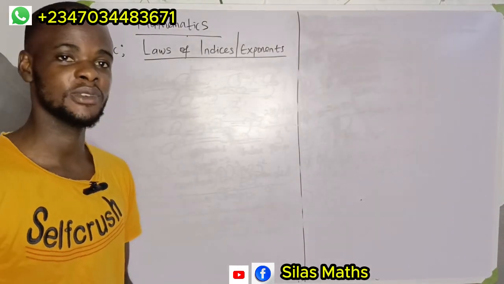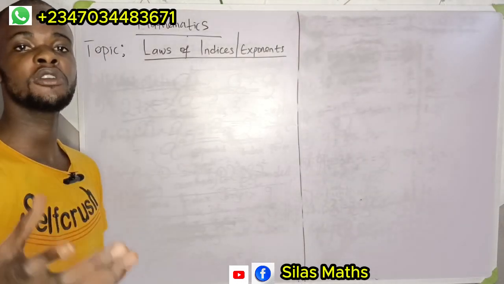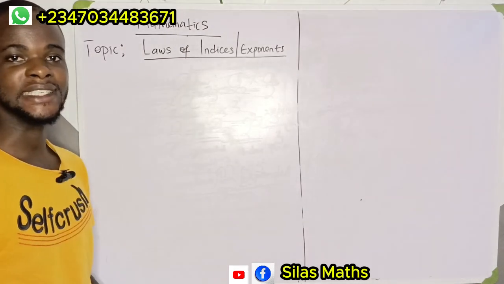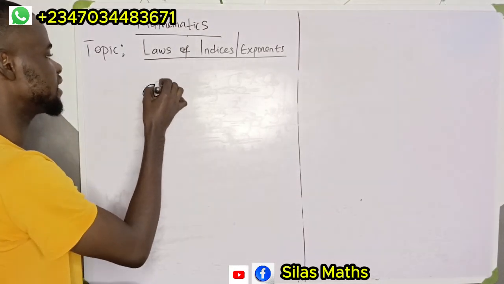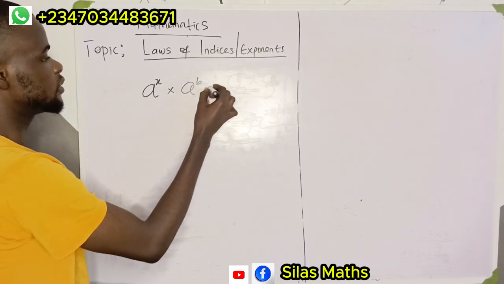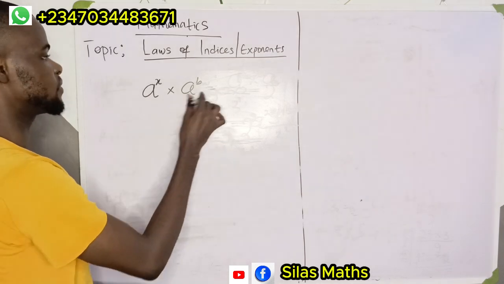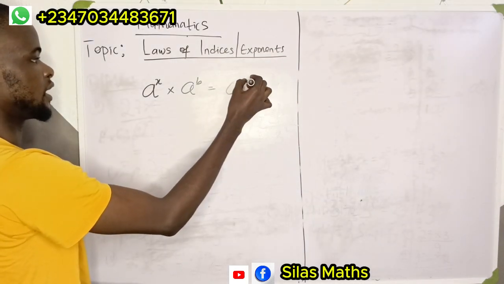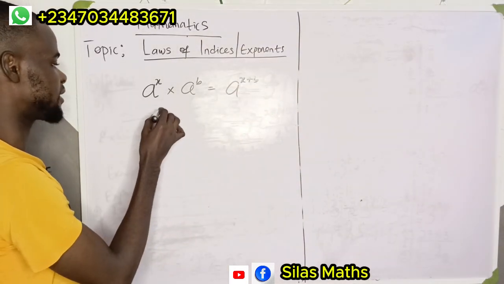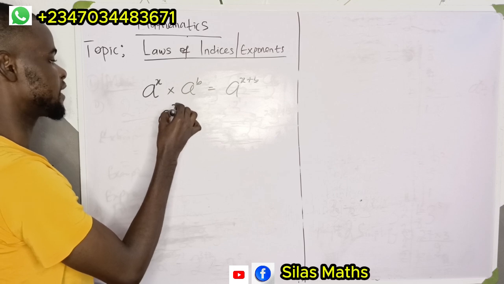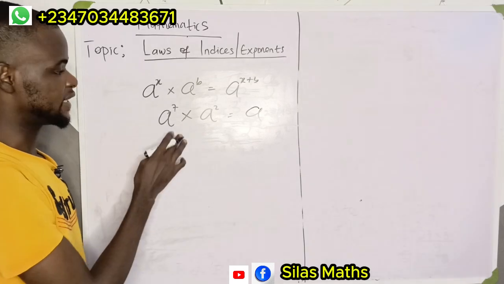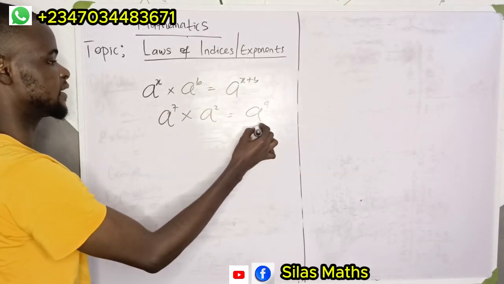And remember what we said about the multiplication law: whenever two or more variables of the same base are multiplying, we pick one base and add their powers. That is to say, if I have a to the power of x times a to the power of b, we pick one base, which is a, and add their powers, which are x plus b. So if we have, for example, a to the power of 7 times a to the power of 2, we pick one base, which is a, and then add their powers. 7 plus 2 will give me 9. So that is my answer.